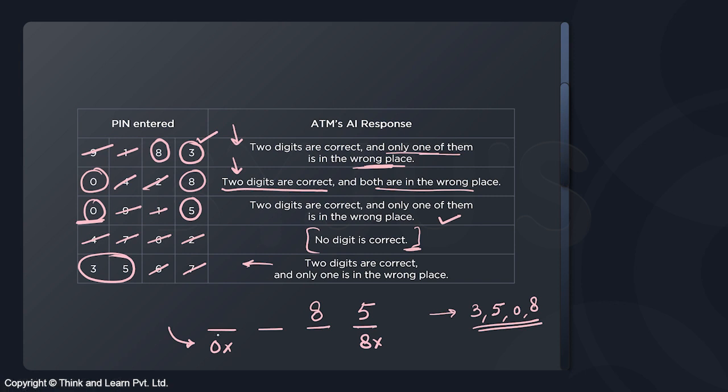That's it. First digit cannot be 0. So this must be 0. That means this must be 3. And that makes the pin as 3085. Probably this was the easiest set that we have in LRDI in this particular section. 3085 is the right pin.